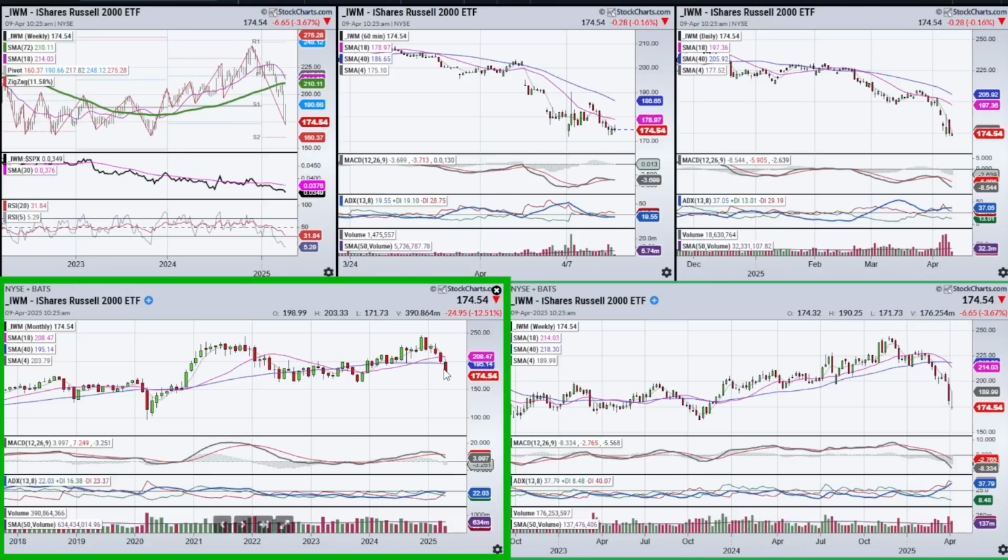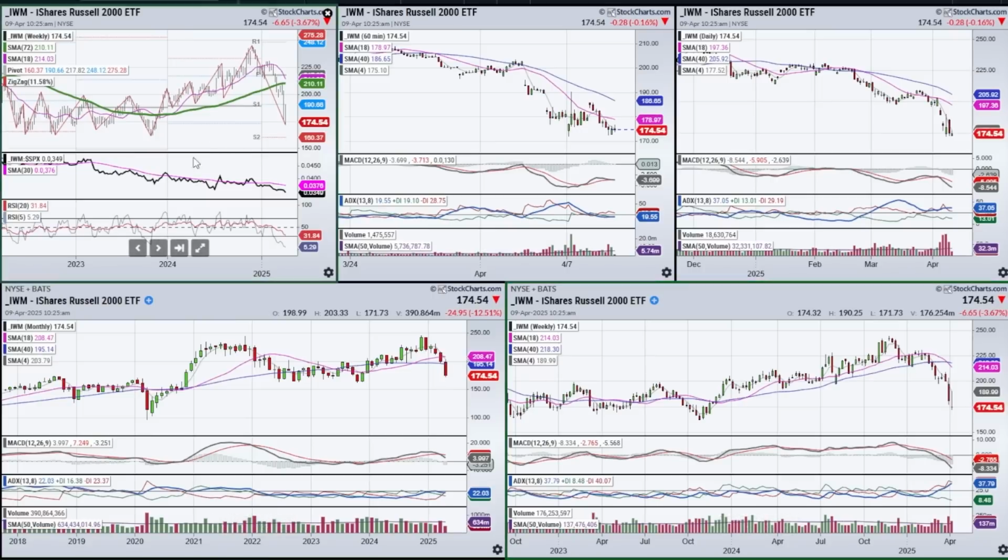This is in a much weaker position. It's below its 40-month moving average. The others are kind of coming down to that 40-month. It's not holding the support that this had at 200. It's broken that. And again, this is not a good sign.